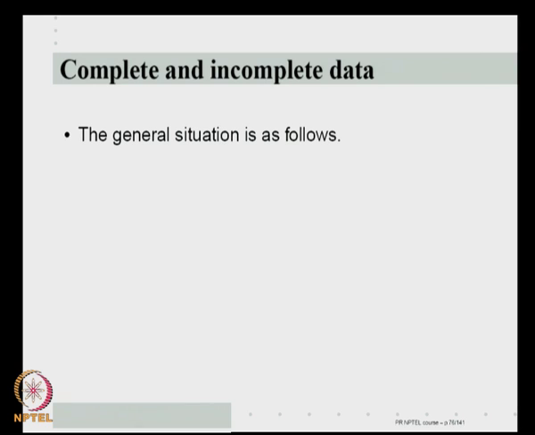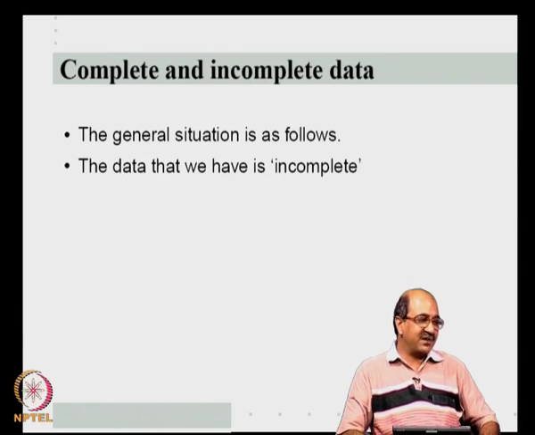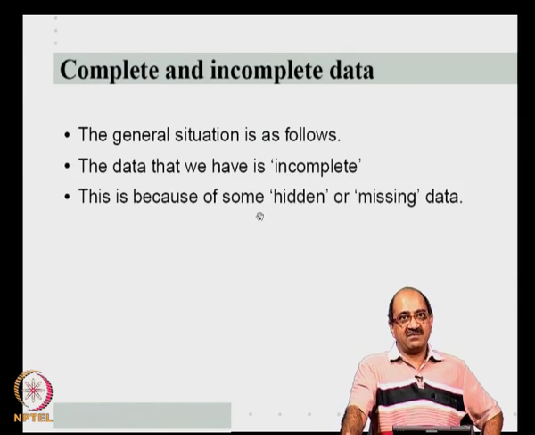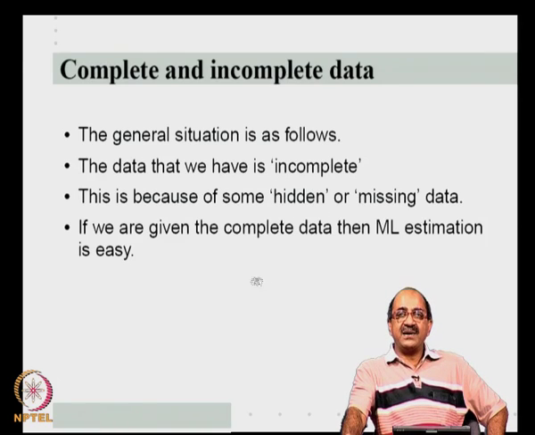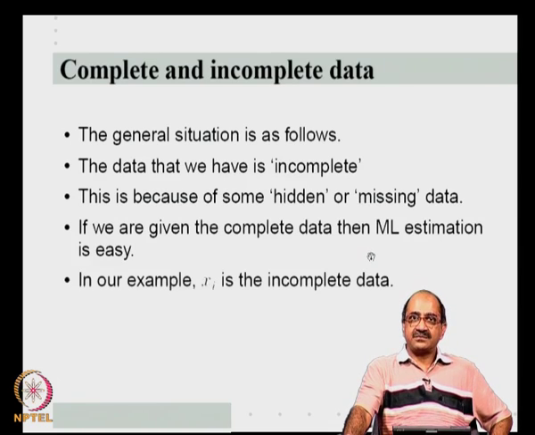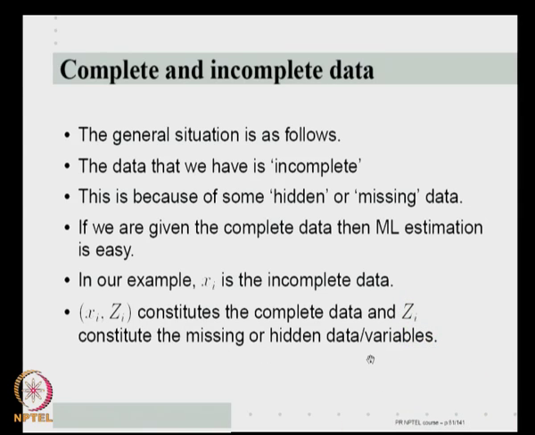So, now let us put all this intuition together to characterize the general situation that we have. The data that we have is what we call incomplete. It does not have all the information that we would ideally like to have to make our job of estimation easy. It is incomplete because there are some hidden or missing variables. If we are given the complete data, what we called D_c in the previous slide, namely the original incomplete data plus the missing data, then ML estimation is very easy. This is the general situation. In our example, all the x_i's together constitute the incomplete data, and if I am given x_i, z_i, that constitutes the complete data. So, z_i are the missing or hidden variables.